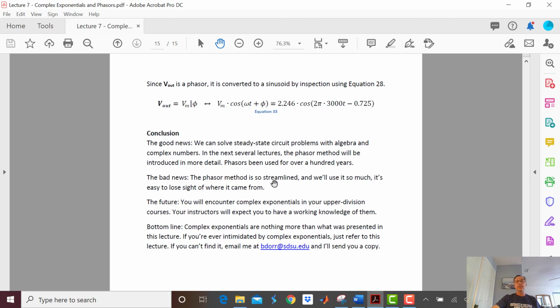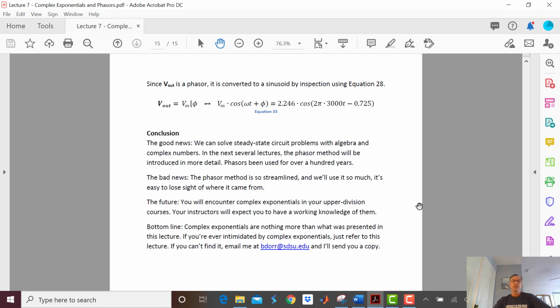But the phasor method is so streamlined, it's easy to forget where it came from. So in the future, you're going to encounter complex exponentials in your upper division courses, and your instructors are going to expect that you have a working knowledge of them. When you get out of school, you're going to need to learn a new technology because the technology will have shifted underneath you after you've been out for 10 years. And you don't want to go sell real estate at that point. You want to keep being a good engineer. So if you know these fundamentals real well, you're just going to move with the technology and just keep having fun.